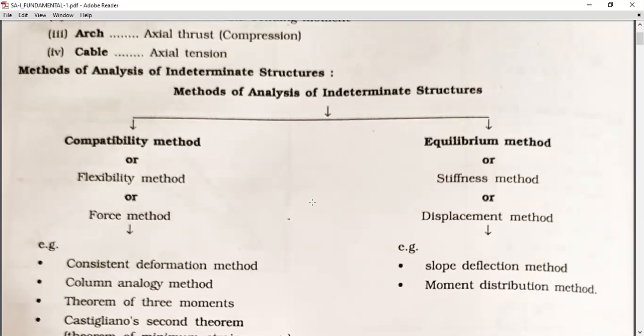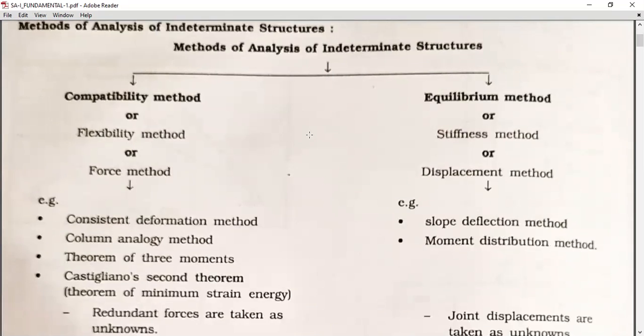First, the compatibility method and the equilibrium method. The compatibility method is also known as the flexibility method or force method. Same as that, the equilibrium method is also known as the stiffness method or displacement method.